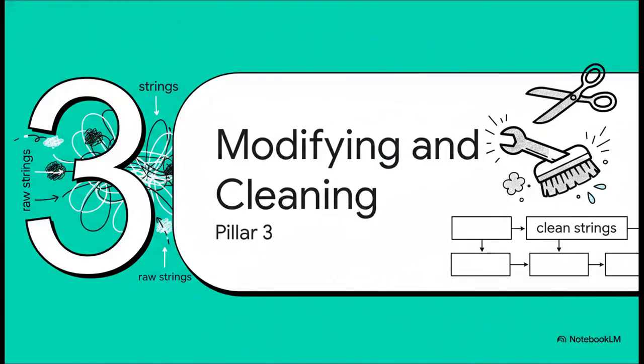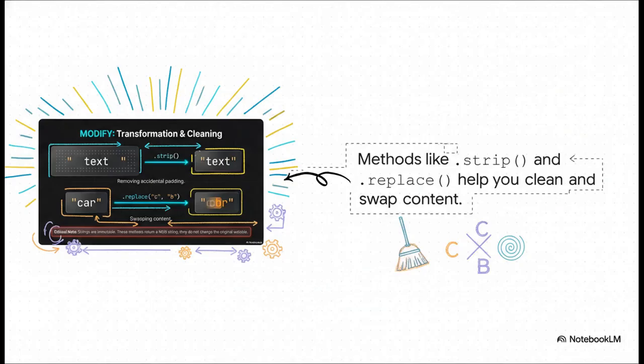All right, we're making good progress. On to Pillar 3, modifying and cleaning. This is where we get to roll up our sleeves and really start transforming our messy strings into clean ones. Now, here we have 2 real workhorse methods. At the top, .strip is an absolute lifesaver. It's for getting rid of that accidental white space or padding that users always seem to add before or after their input. Then below that, we've got .replace, which is just incredibly powerful. It lets you find every single instance of one thing, like the letter C, and just swap it out for something else, like the letter B.